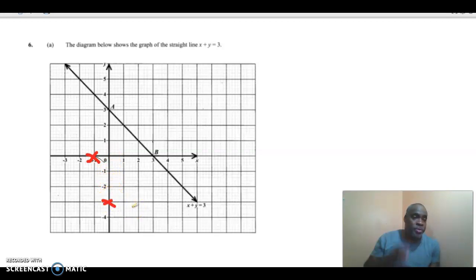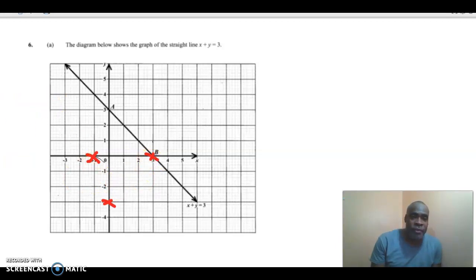Then now, when x is 3, we know that y is 0. When x is positive 3, y is 0, which is right here. Good, right there. Now, we're going to draw the graph using that bit of information.